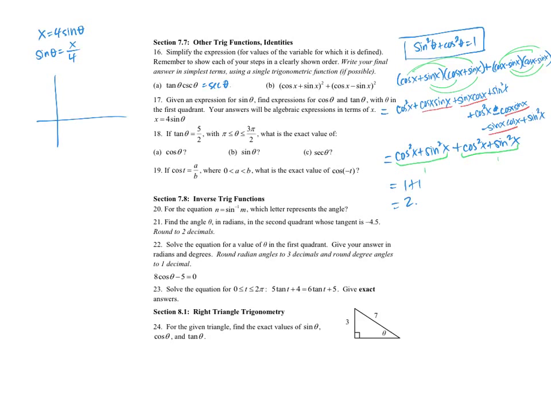So I can draw my triangle in the first quadrant, label my angle theta here. And I know sine theta is x over 4. And so I can label this side as x and this side as 4 if I want to. And then I can find the third side. Since this is a right triangle, this side here, I'm just going to call it B, since I can call it whatever I want.